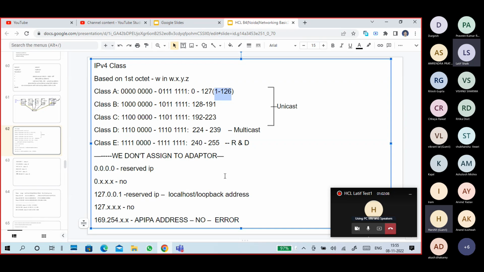So class A, class B, and class C are the unicast range. You can assign any IP address to any device, except 0.0.0.0 and the 0 series, and 127.0.0.1 and the 127 series, which we cannot assign. Of course, there are certain rules while assigning an IP address. We will also see that at the time of network ID and broadcast ID.